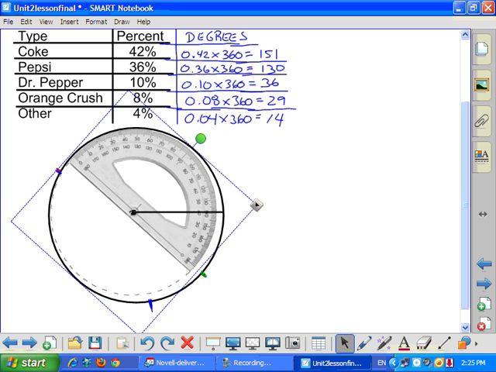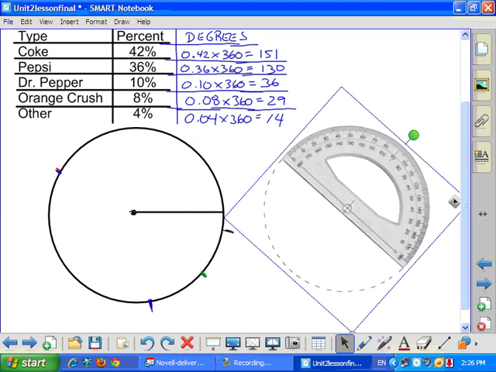From that point, I've got to go 29 degrees, which is pretty much 30. So Orange Crush, ironically enough, is going to be black. So there's 30 degrees. And then the remaining is about 15 degrees, and that will be my other. Okay, so now I'm going to get rid of my protractor. I put it over here. And I now know where to draw.